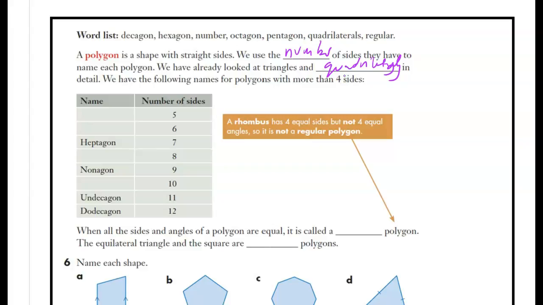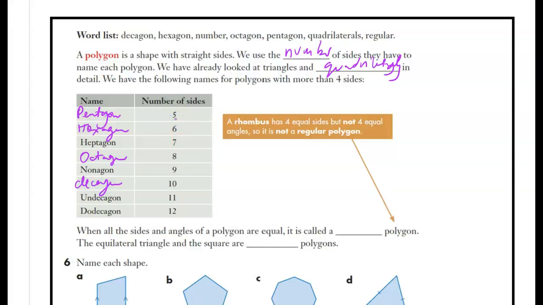So 5 sides, we already said that, didn't we? Pentagon. 6 is the hexagon. 7 is heptagon. Sometimes you'll see septagon. What about 8? Octagon. 10 is decagon, yeah.